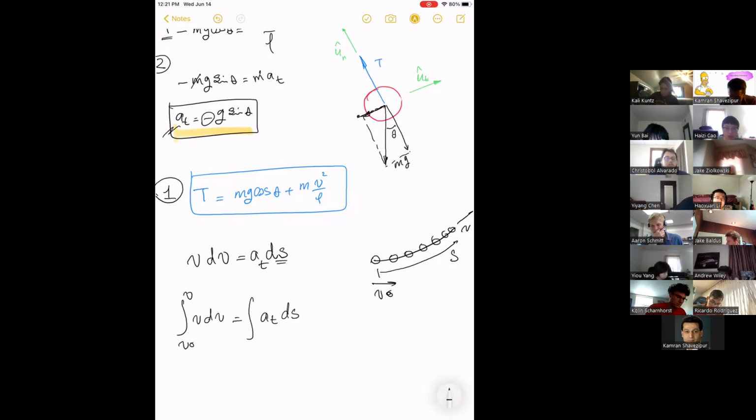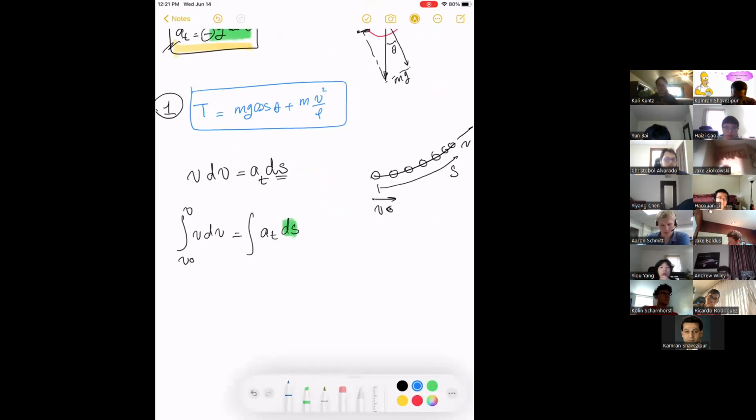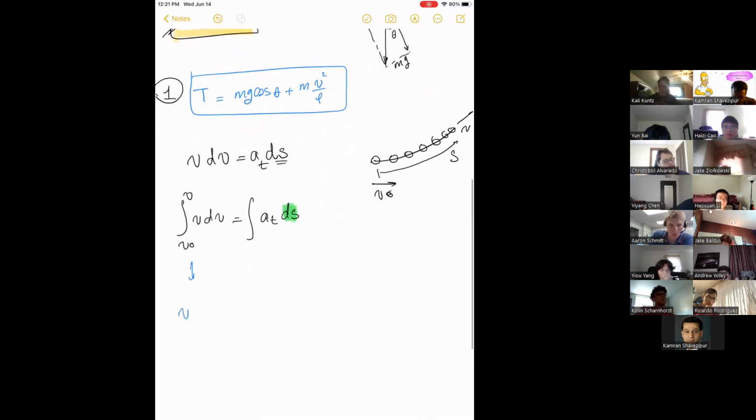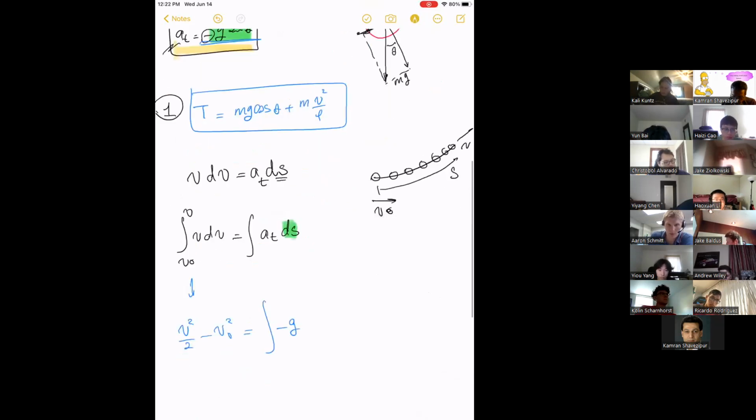But this is the problem. The tangential acceleration is given as a function of theta. This integral is a function of s. Is there any way that I can relate s to theta? Because if I substitute that, let's just do one more step. If you do that, from the left side you're going to get v squared by 2 minus v0 squared by 2 equals integration of AT, which is this guy, minus g sine theta, and then ds.